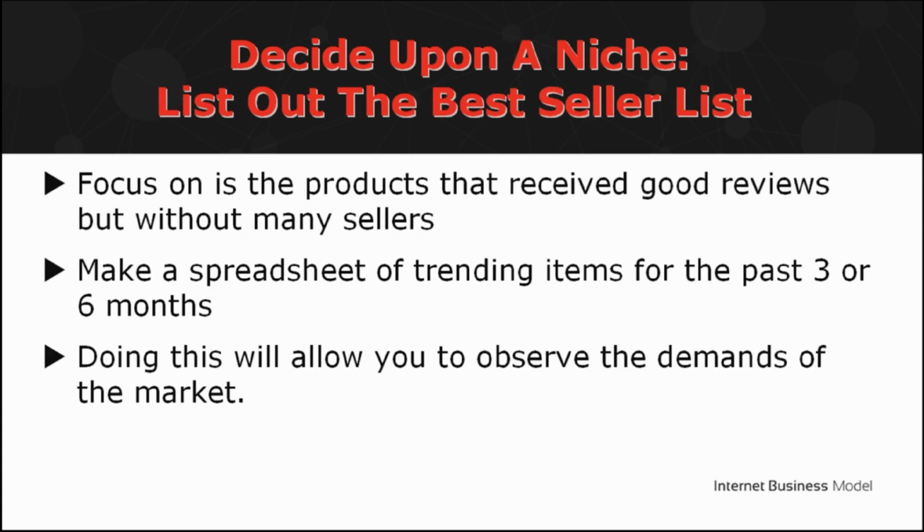What's next? Next is to look up any e-commerce website like Amazon and eBay and search for its bestseller list. Focus on products with good reviews but with little sellers. This gives you lesser competitors, which means better opportunity to make sales. Make a spreadsheet of trending items in the last 3 to 6 months to understand market demands.